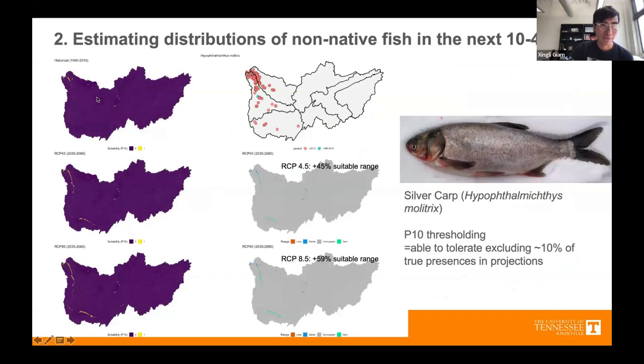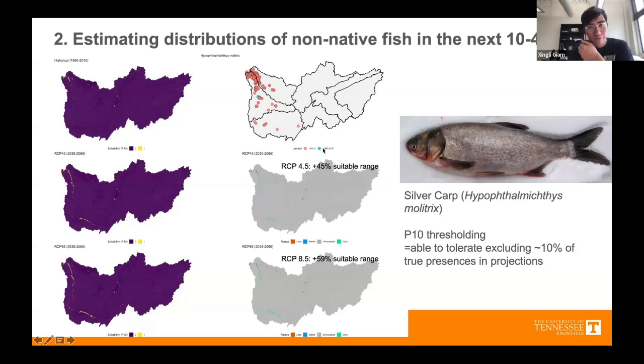So it's a little bit small, but basically we use a P10 threshold to identify watersheds where it's suitable for silver carp. Talking to the managers, the different species of Eurasian carp and Asian carp seem to be of really high management importance because they seem to be spreading. As you can see, these are the occurrences. The pink ones are occurrences that have been recorded after 2010.